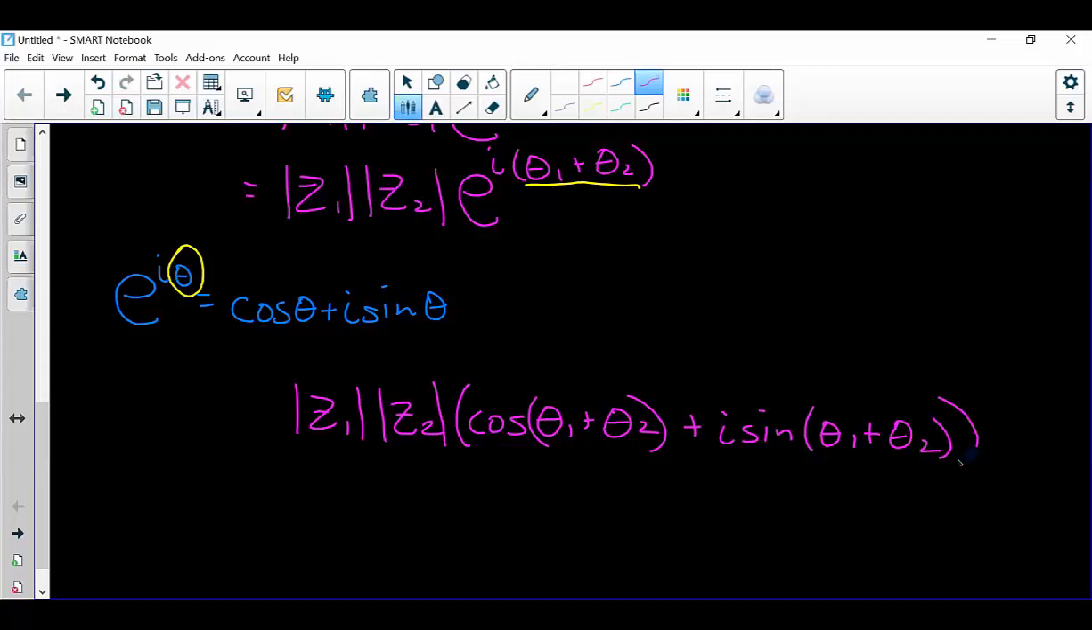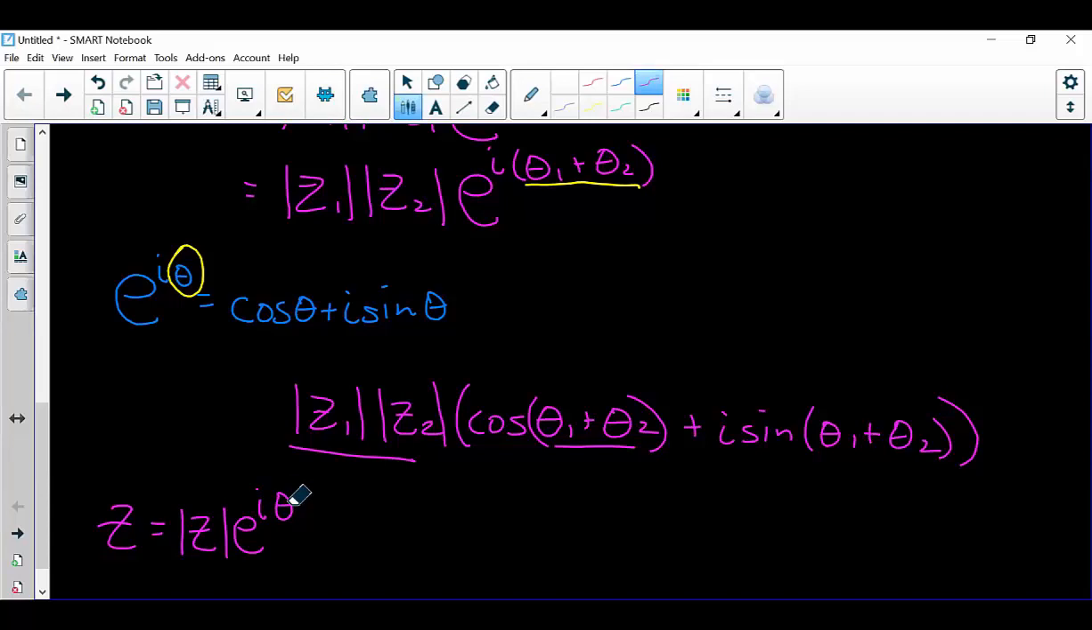Now understand, what this is saying is this is how we can multiply complex numbers together. We multiply the norms together right here, and then we just add the angles. That's all there is to it. So we take note of that. Now think about what would happen if we had z equal to the magnitude of z times e to the i theta.